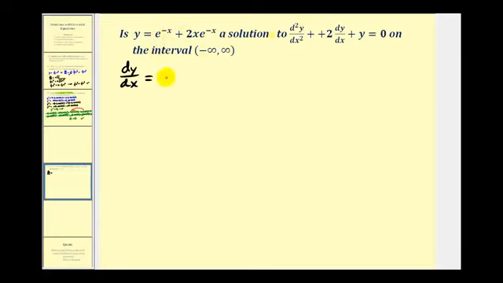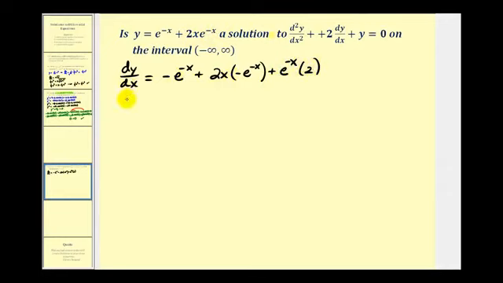So this is going to be negative e to the negative x plus, to find the derivative of this term here, we'll have to apply the product rule and the chain rule. So we'll have the first function, 2x, times the derivative of the second, which again is going to be e to the negative x times the derivative of negative x. This will be negative e to the negative x, plus the second function, e to the negative x, times the derivative of the first function, which is 2x, so that'll be times 2.